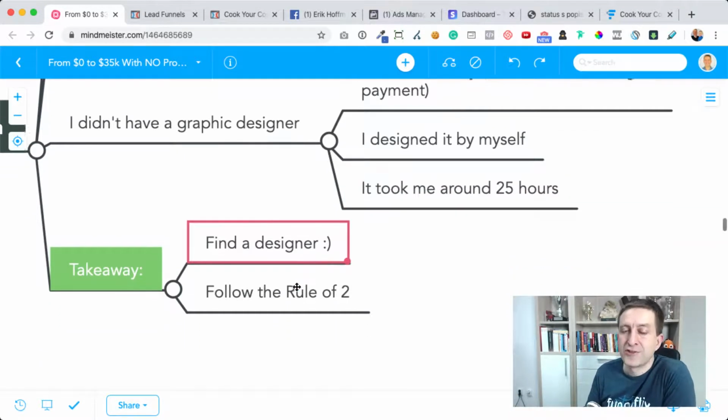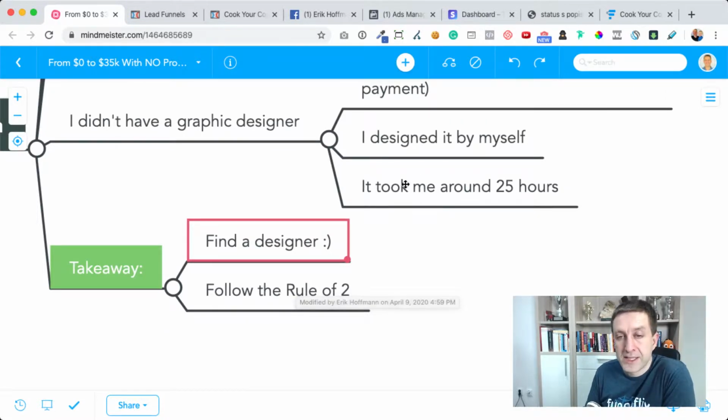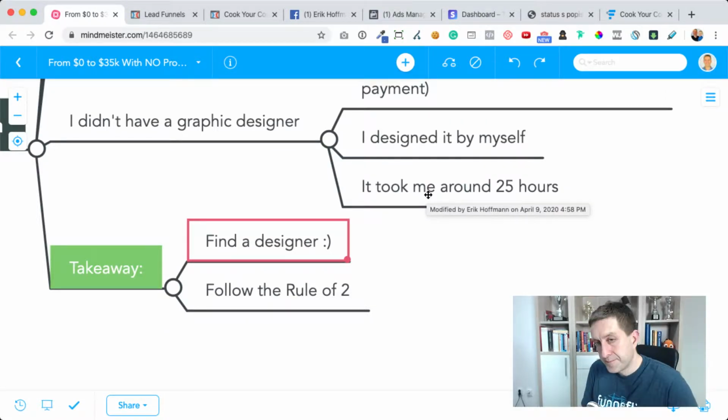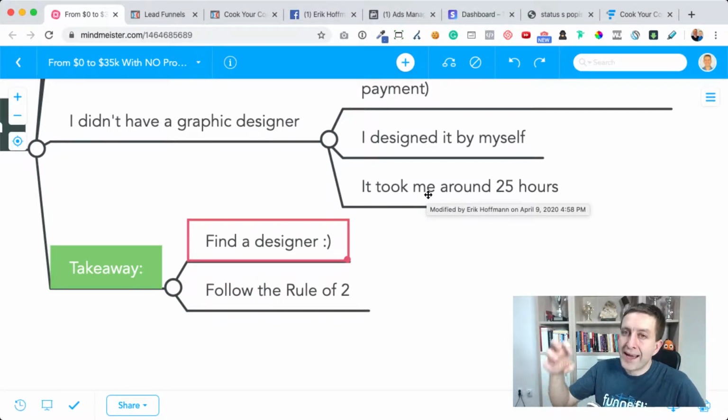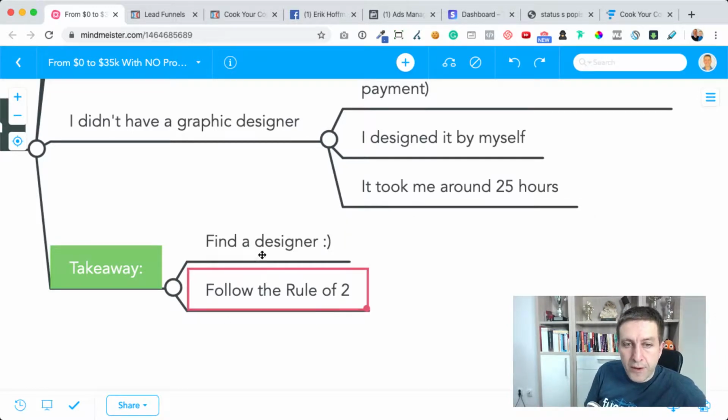So takeaway from me: find a graphic designer. Every single time, try to find a graphic designer, because if I could spend these 25 hours working on my ads, the result would be much better. So takeaway number one, find a graphic designer, and takeaway number two, follow the rule of two when it comes to graphic design.